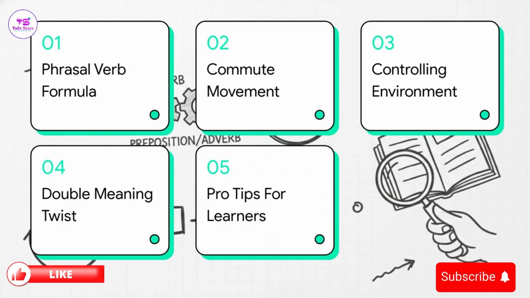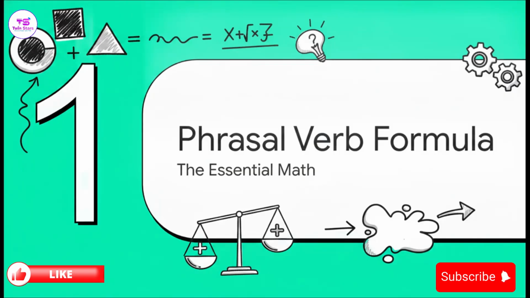All right, let's quickly check out our roadmap for today. First up, the phrasal verb formula. Second, morning commute movement. Third, controlling your environment. Fourth, the double meaning twist. And finally, pro tips for learners. So, Section 1, the phrasal verb formula.